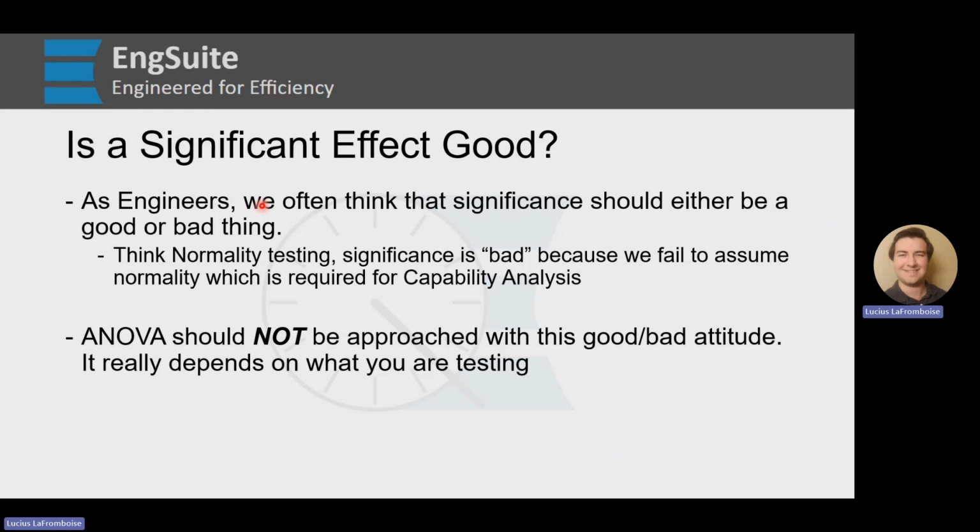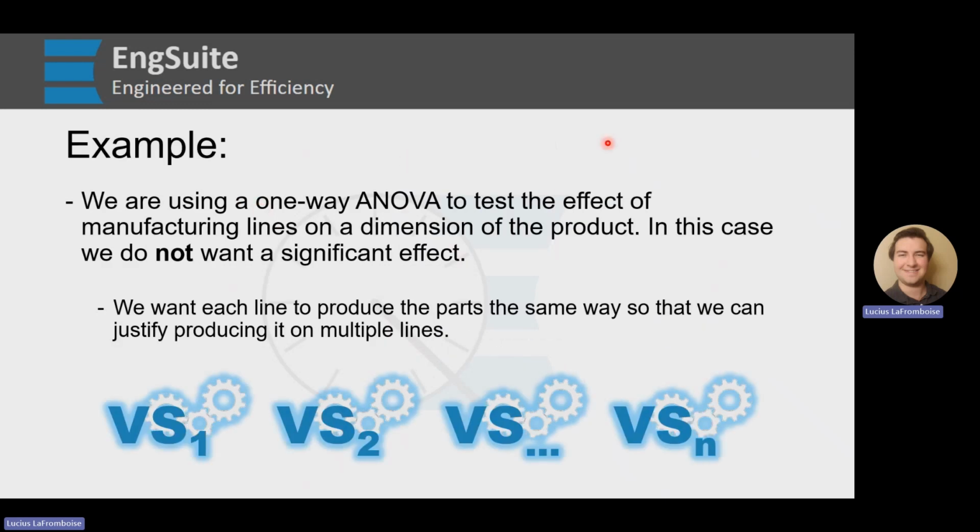Okay, let's take a look at two examples where we can, as engineers, not statisticians, assign maybe a good or a bad, just to show you that truly it depends on the scenario. So in our first example, we're using a one-way ANOVA to test the effect that our manufacturing lines have on a dimension of our product. In this case, we don't want a significant effect. We're hoping that we don't find a significant effect of one of our treatments because we want each line to produce the parts the same way so that we can justify producing it on multiple lines.